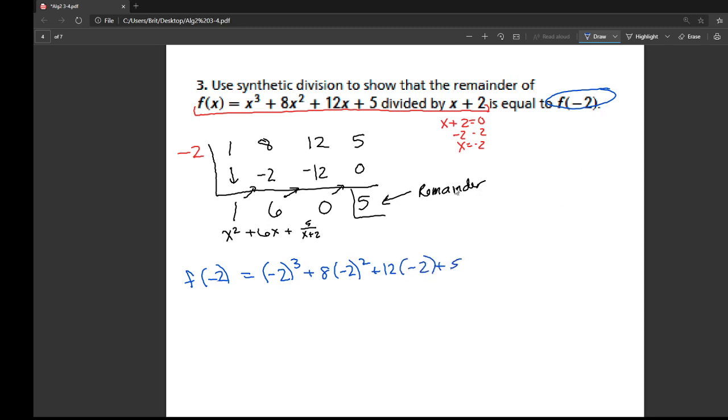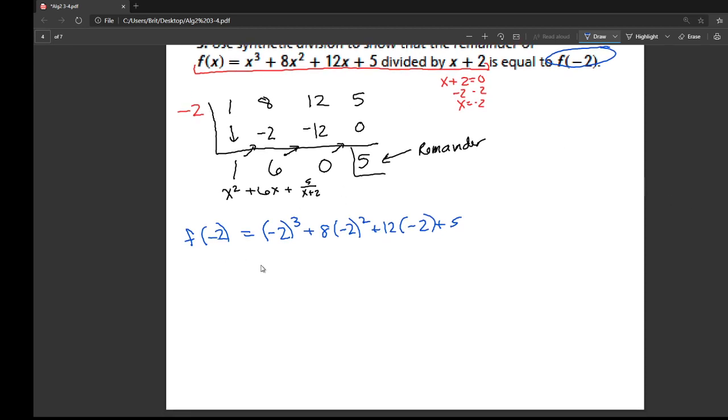Alright, so here I am, plugging negative 2 in everywhere I see an x in the function. And now I'm going to evaluate it. Negative 2 cubed is negative 8. Negative 2 squared is 4, times 8 is a positive 32. 12 times negative 2 is negative 24, and then I have a plus 5. Now here, negative 8 and negative 24 together make negative 32, and if I add 32 to it, those all cancel out, leaving just the 5.